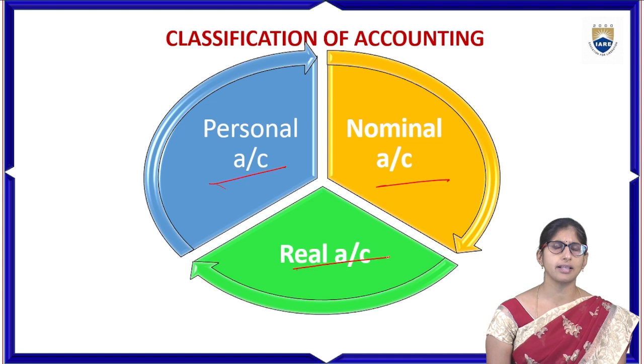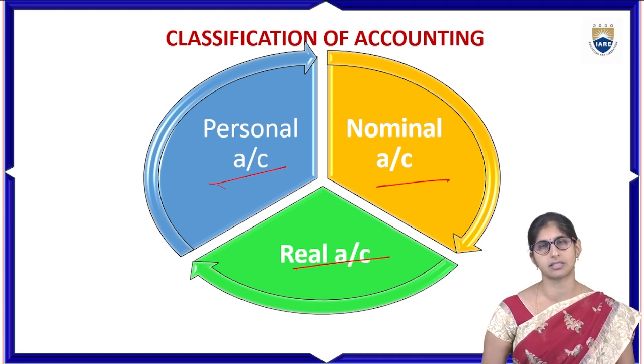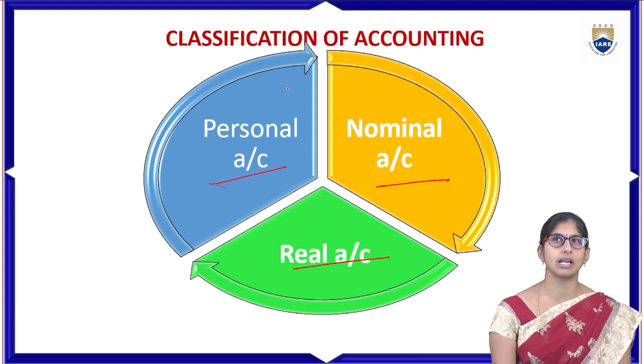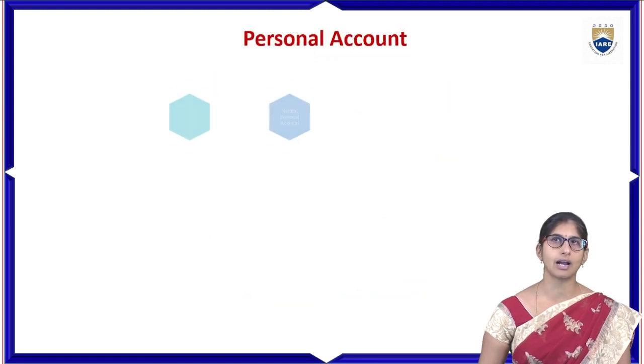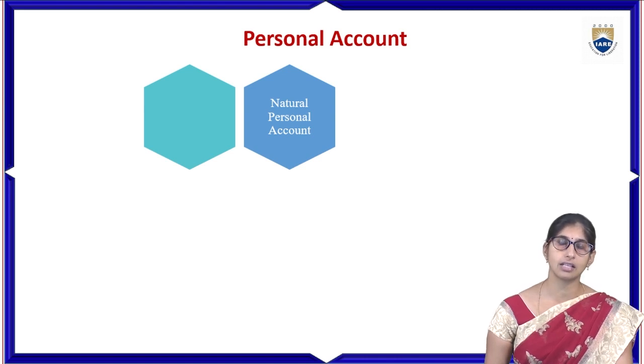So all the transactions, whatever we receive in the business, we are going to segregate or classify them into only these three categories: personal account, nominal account and real account items. So let us understand what these personal account, nominal account and real account items are further. Coming to the first one, the personal account item, which again has three categories.